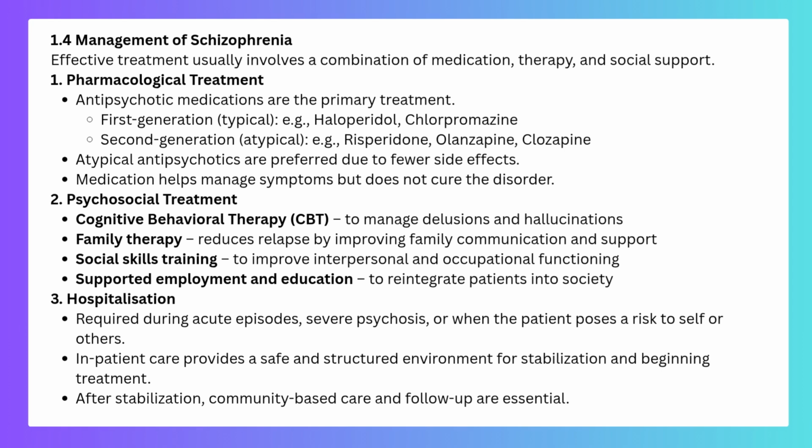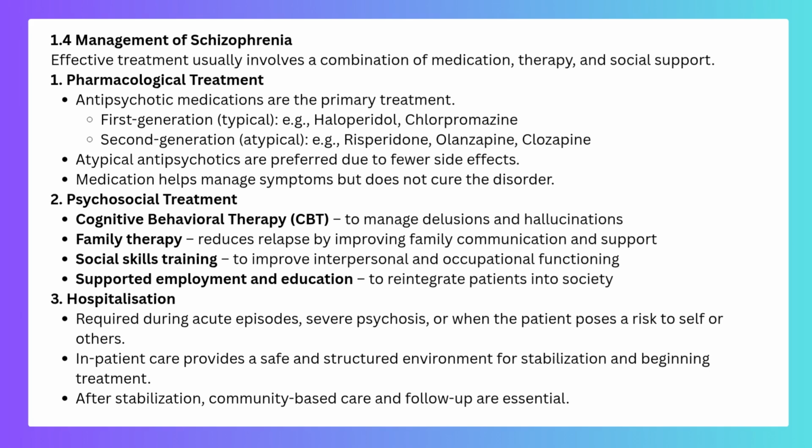1.4 Management of schizophrenia. Effective treatment usually involves a combination of medication, therapy, and social support. 1. Pharmacological treatment. Antipsychotic medications are the primary treatment. First generation, typical, e.g., haloperidol, chlorpromazine. Second generation, atypical, e.g., risperidone, olanzapine, clozapine. Atypical antipsychotics are preferred due to fewer side effects. Medication helps manage symptoms but does not cure the disorder.